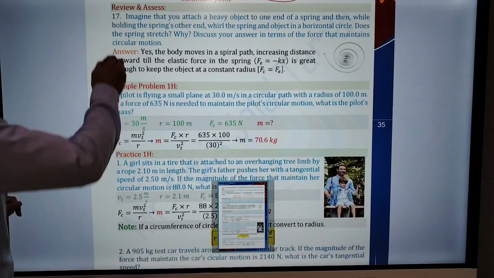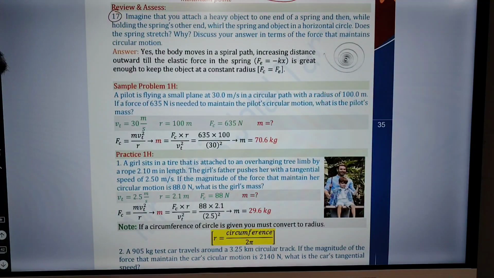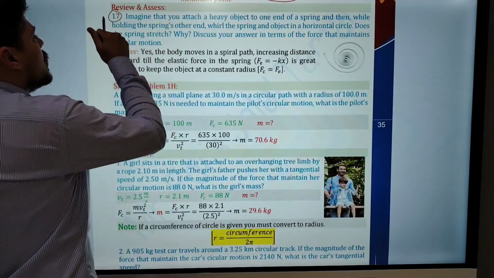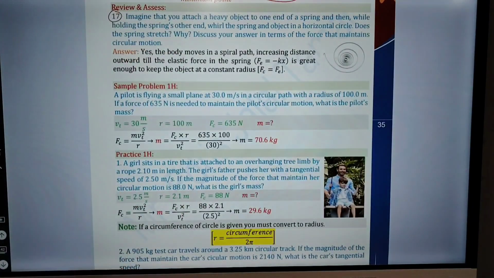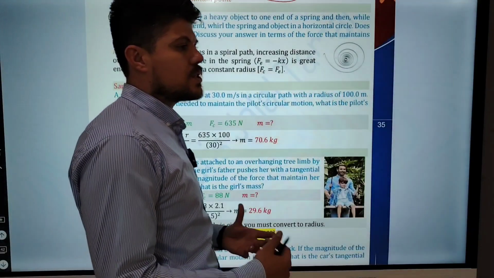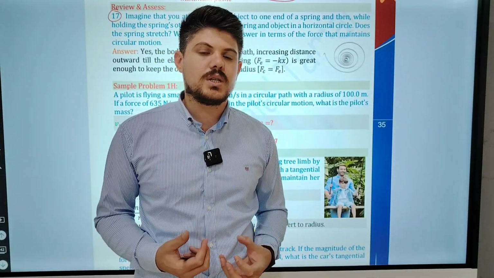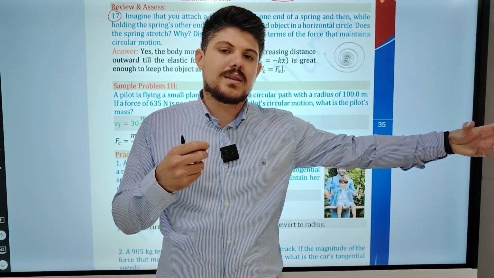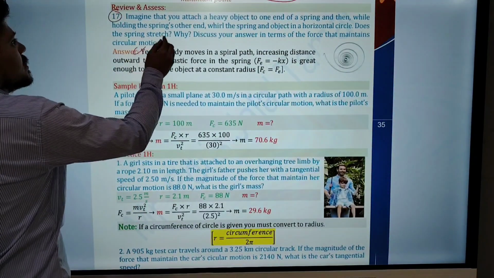So imagine question 17 from chapter review. Imagine that you attach a heavy object to one end of a spring and then, while holding the spring's other end, wheel the spring and object in a horizontal circle. Does the spring stretch? Of course, yes. For example, if you tie a heavy object at the end of the spring and reel it in a circular path, the spring stretches until the limit of its elasticity is reached. So the answer is yes, it stretches.